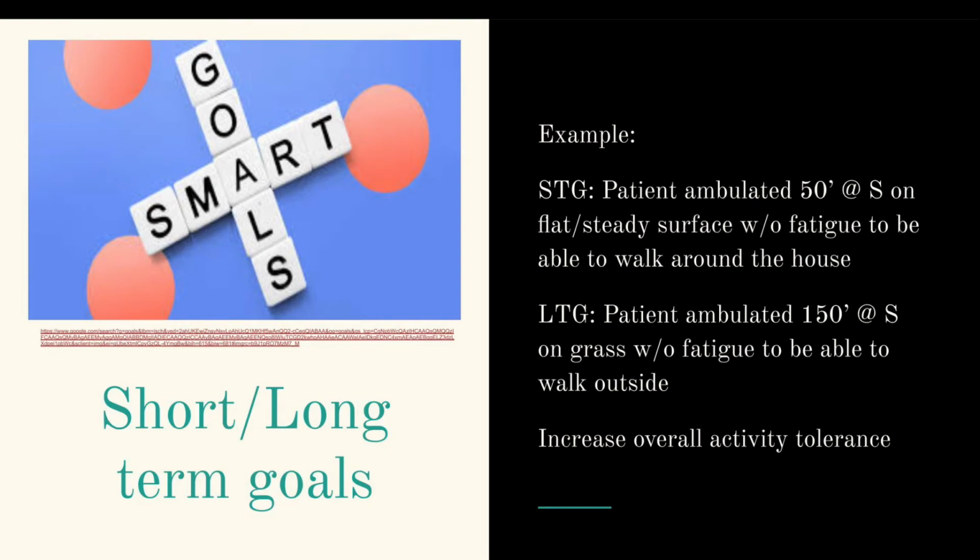A long term goal could be for them to ambulate 150 feet on a steady or even on grassy surface so that they can walk outside. Another example for a goal could just be for them to increase their overall activity tolerance.